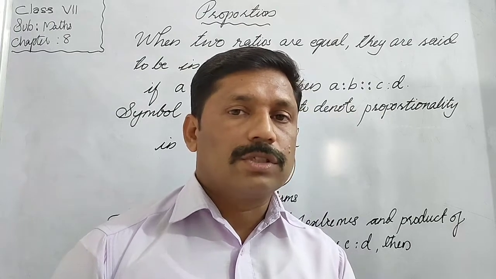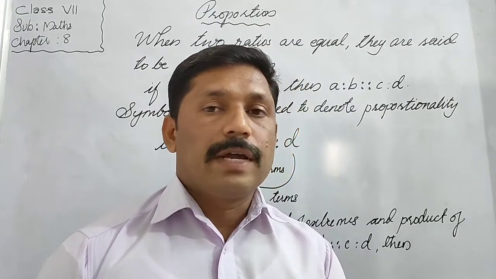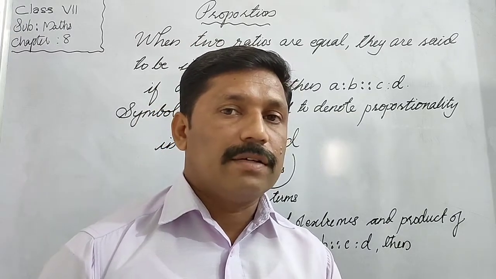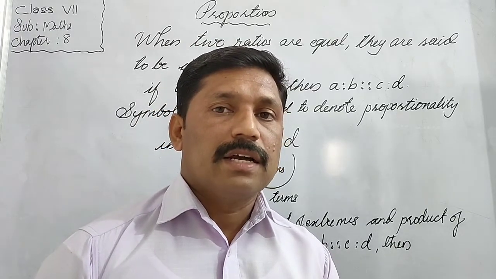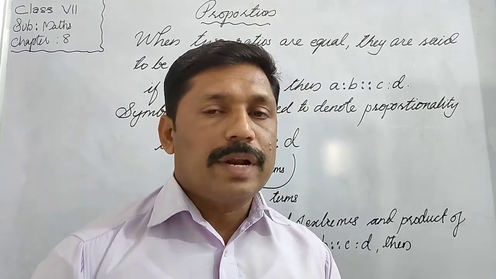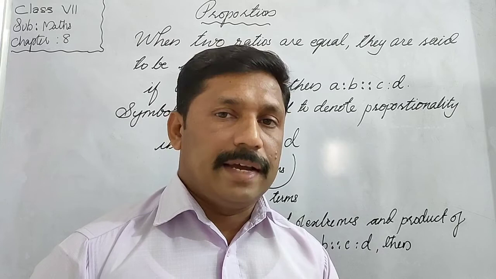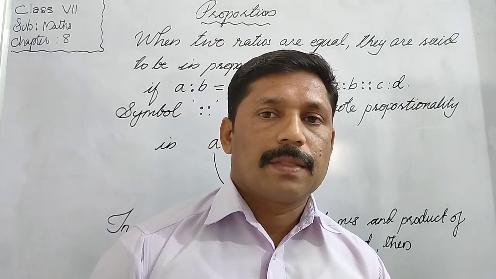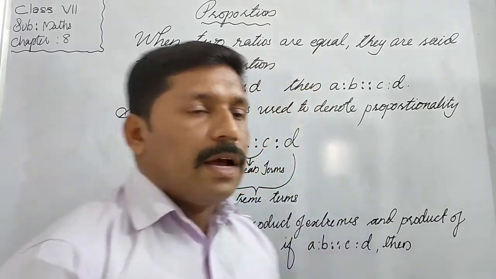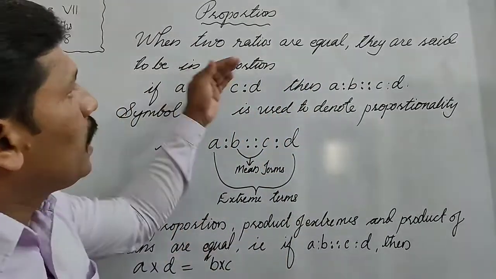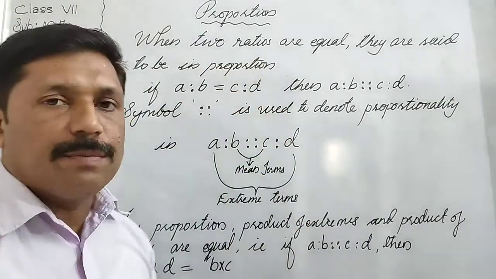So two ratios are there. Therefore, in a proportion there will be four terms. In a ratio, two terms are there. The first term is called the antecedent and the last term is called the consequent. But when two ratios are there, then a total of four quantities will be there. And when two ratios are equal, they are said to be in proportion.